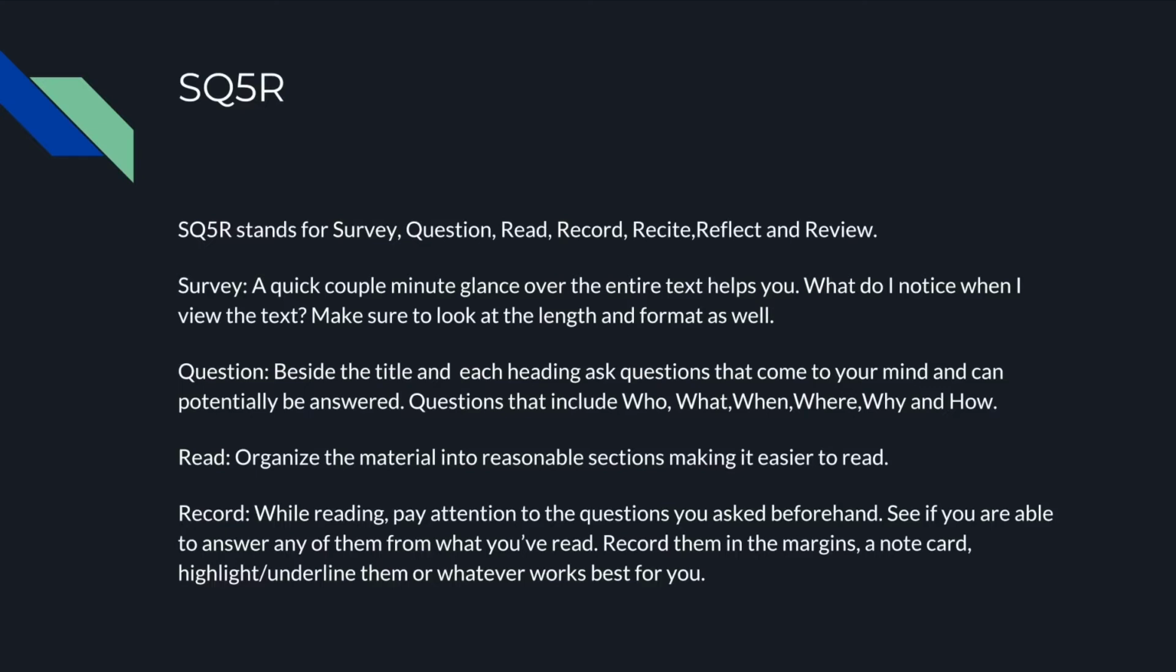SQ5R stands for Survey, Question, Read, Record, Recite, Reflect, and Review. Survey. A quick couple-minute glance over the entire text. What do I notice when I view the text? Make sure to look at the length and format as well. Question. Beside the title and each heading, ask questions that come to your mind and can potentially be answered. Questions that include who, what, when, where, why, and how.